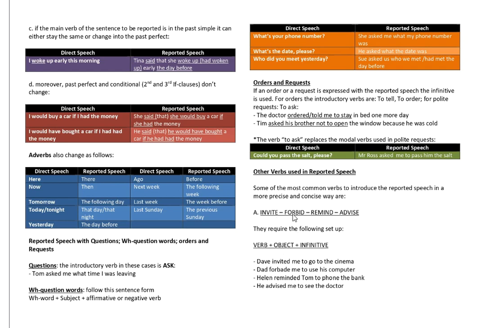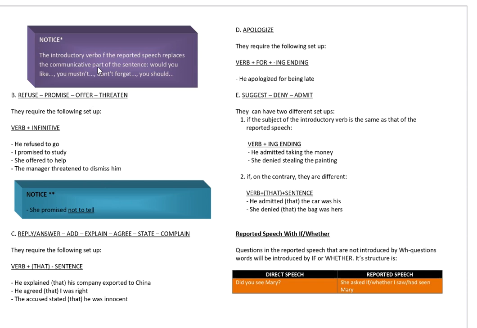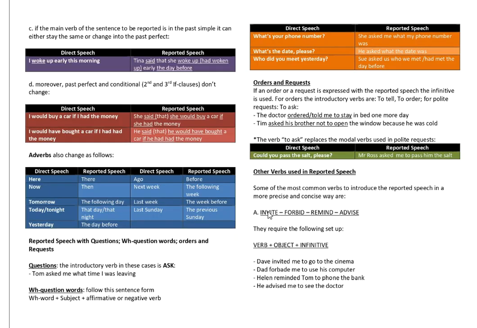In case of invite, forbid, remind, and advise, we will have the verb followed by the object and then the infinitive. So, Dave invited me to go to the cinema. Dad forbade me to use his computer, and so on. However, what we must underline is that the introductory verb of the reported speech replaces the communicated part of the sentence. In other words, it replaces would you like, you mustn't, don't forget, you would, that refer, as we have seen, to the verbs invite, forbid, remind, or advise.